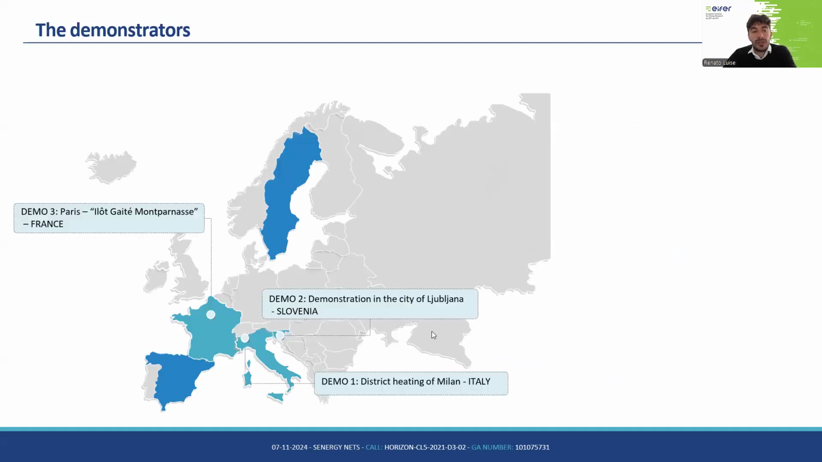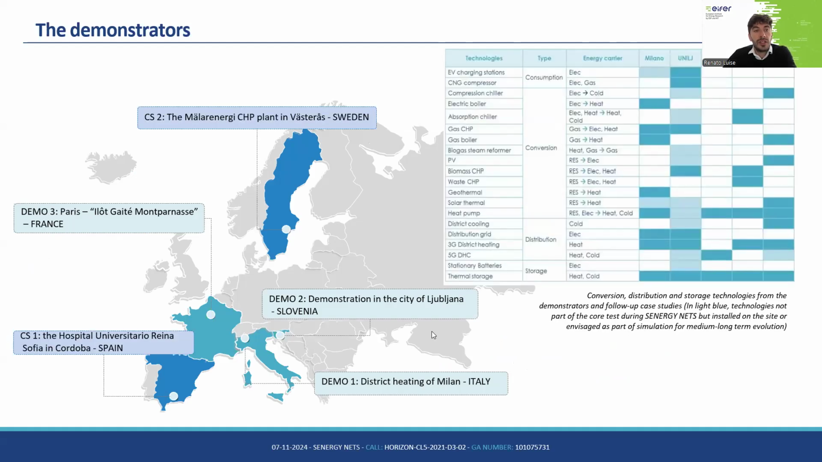Concerning the demo sites I showed you before, there are 3 of them. They are district heating, and the first 2, the one in Milan, Italy, and the one in Ljubljana, Slovenia, are more focused on a section of the city, some quarters, while the third, the one in Paris, Montparnasse in France, is more focused on a commercial center and all the different demands of the heating and cooling system. Finally, the 2 use cases: one is in Córdoba, Spain, and the other one in Västerås, Sweden.